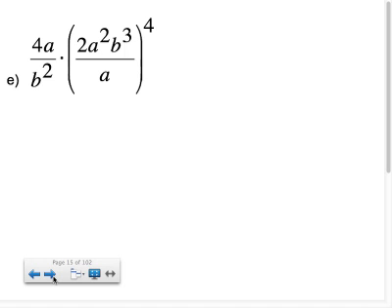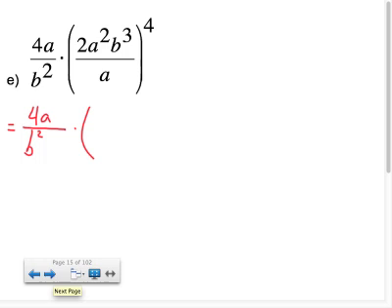And then part E here, last example in the notes, is obviously a little bit more extensive, okay? Again, if you can do part E, then you're right where we want you to be. Then you got this stuff down. So again, what I'm going to do is simplify inside parentheses first. So I'm going to leave the 4a over b squared alone for now. I'm not going to touch it.